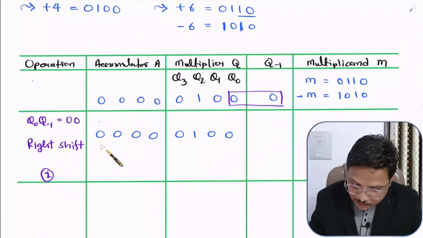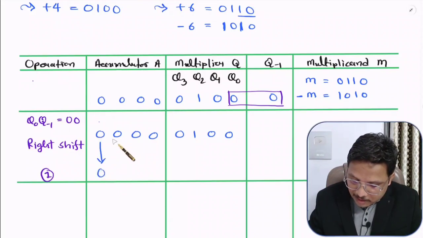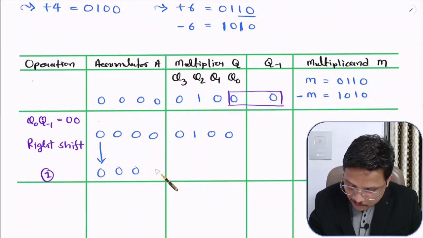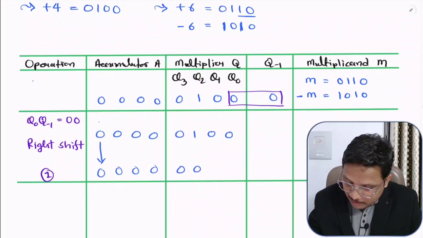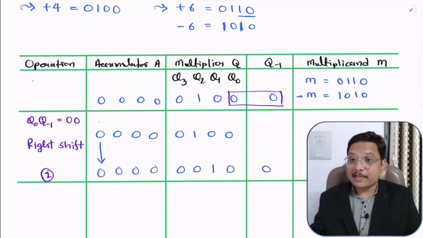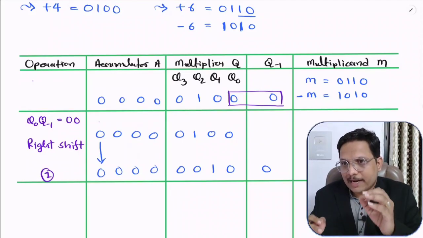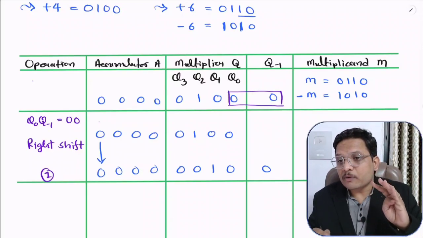So how to do right shift? First you just take the first bit as it is. Then shift this data by one bit towards the right side. So this 0 will come here, this 1 will come here, this 0 will come here, and this 0 will come here. That is how we need to perform these steps. Now, how many times do we need to repeat these steps?